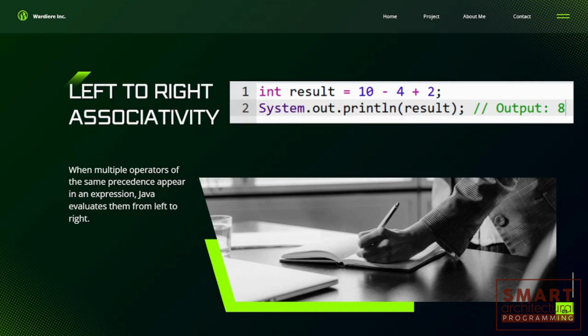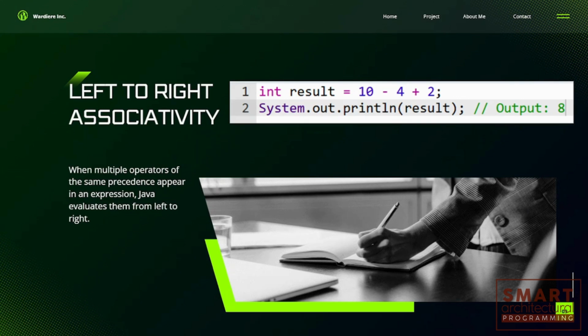Now let's move on to the first one, which is left to right associativity. Most operators in Java follow left to right associativity. So 90% of all associativity issues in Java would be resolved using left to right, which means that when multiple operators of the same precedence appear in the expression, Java almost always evaluates them from left to right. On the screen we have an int variable declared called result, which has the value 10 minus 4 plus 2.